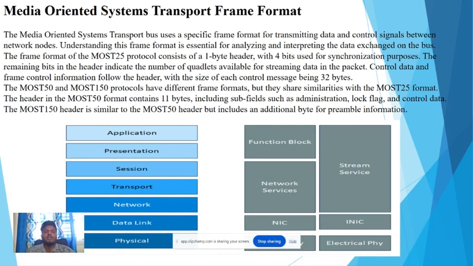The MOST50 and MOST150 protocols have different frame formats, but they share similarities with the MOST25 format. The header of the MOST50 format contains 11 bytes, including subfields such as arbitration, packet, control data. The MOST150 header is similar to the MOST50 header, but includes an additional byte for frame information.